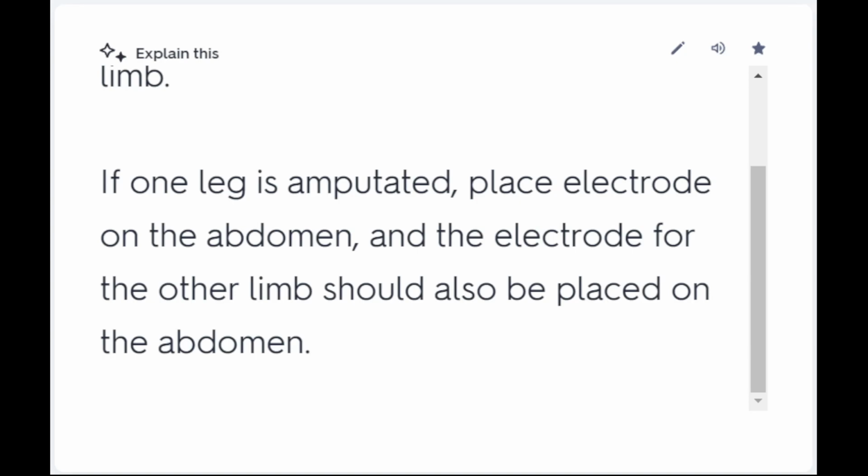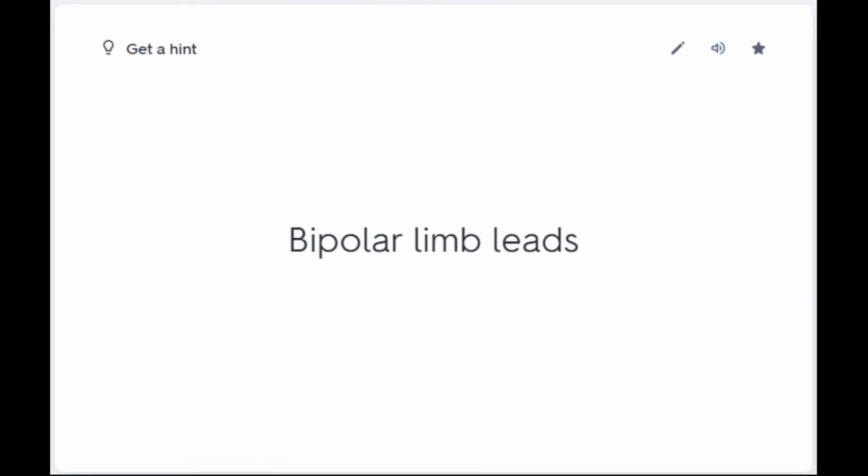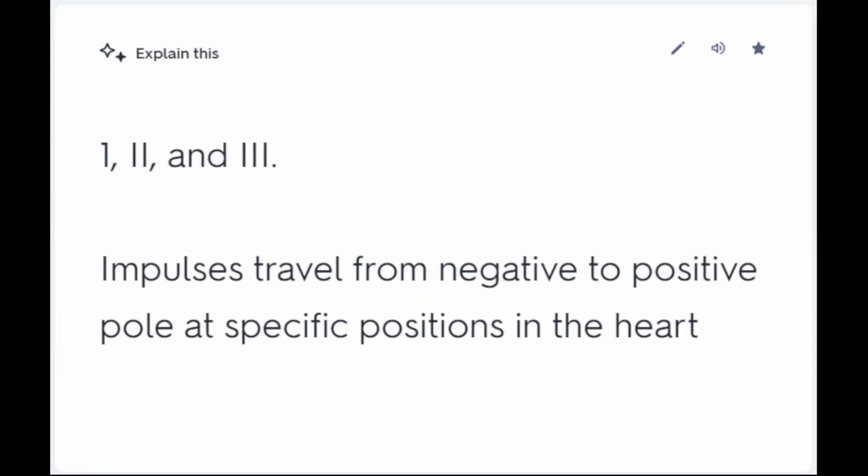Bipolar limb leads. Leads 1, 2, and 3: impulses travel from negative to positive pole at specific positions in the heart.